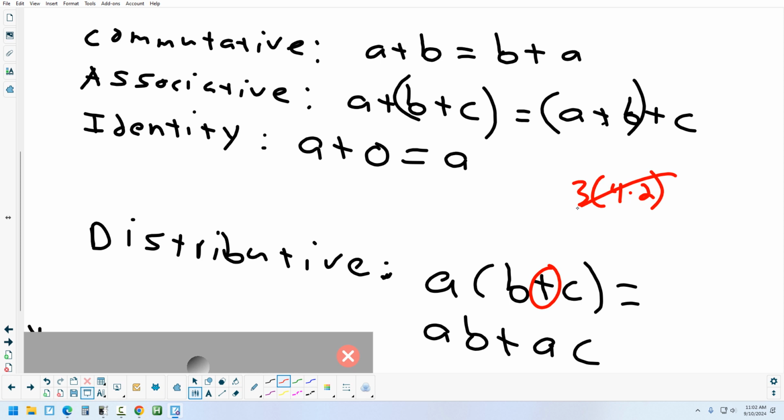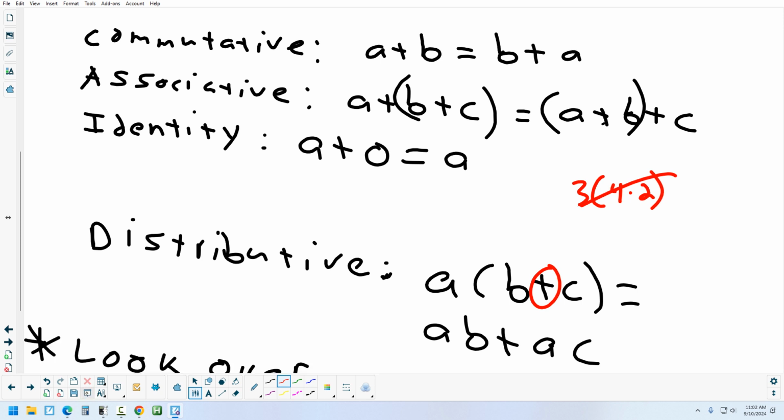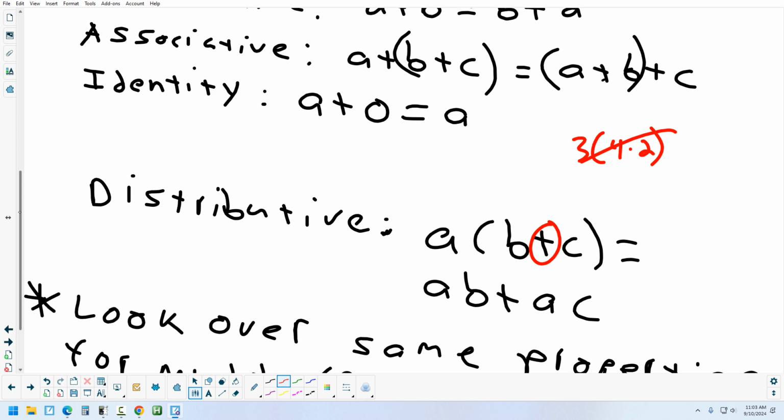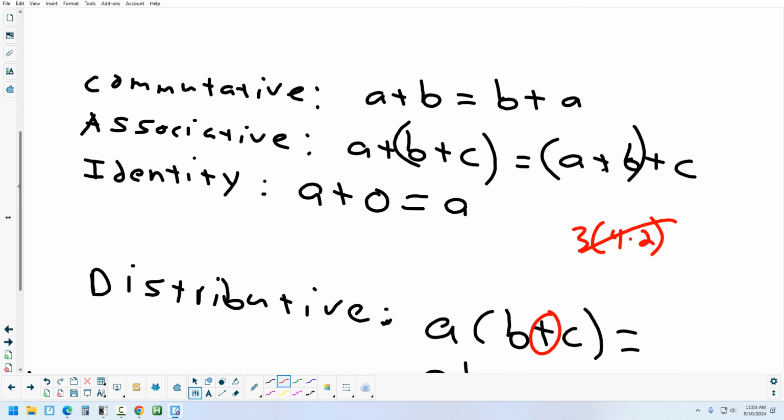All right, so any questions on the names of those properties? Or what they mean? Okay, so as we went over them, I told you some of them apply to multiplication, like commutative does, associative does. The identity does, but it's a little different. It's times 1, not times 0. Distributive does not. Okay, but the first 3 all do.